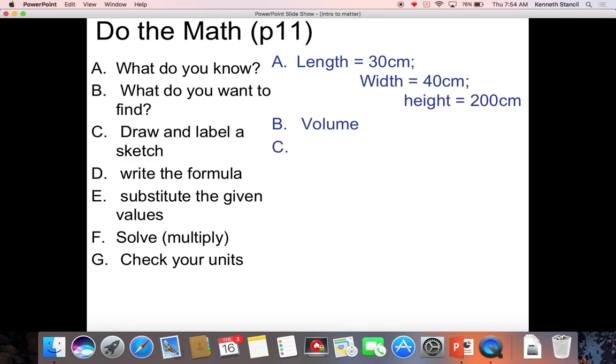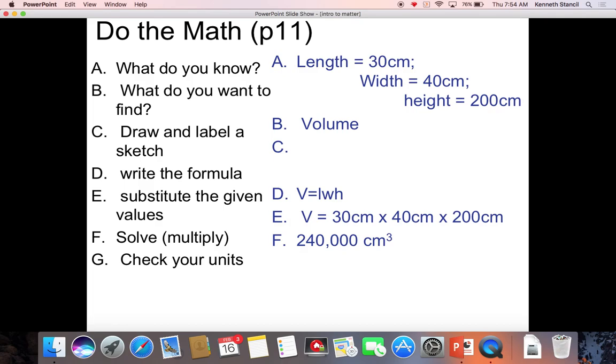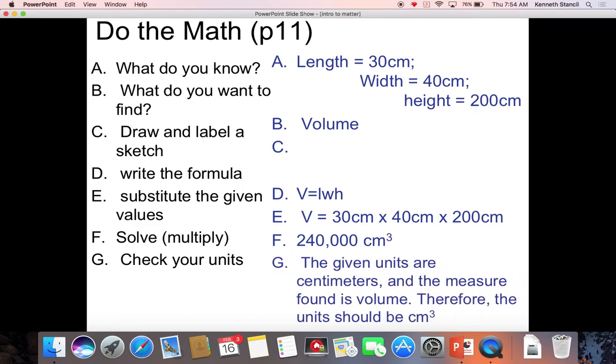Draw and label. How many times have I said draw? Countless times. Draw it out. Write the formula. Volume equals length times width times height. Substitute what we know. We do the math. We get 240,000 centimeters cubed, or cubic centimeters. The given units are centimeters, and the measure found is volume. Therefore, the unit should be centimeters cubed. Because we did it 3 times with 3 different measurements.